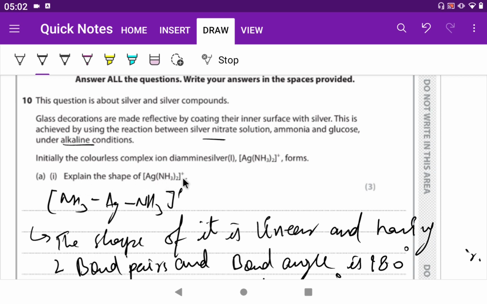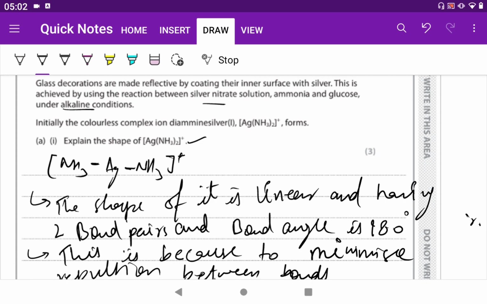So explain the shape of this. The shape of this is H3N-Ag-NH3, in brackets with a plus. The shape is linear, and the angle between them is 180°, having two bond pairs. Why is it linear? To minimize the repulsion between these two bonds. Therefore it is linear.